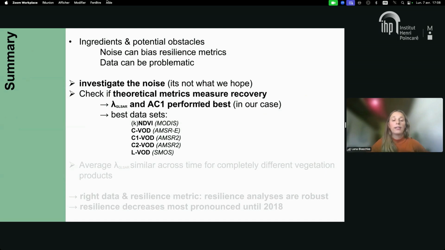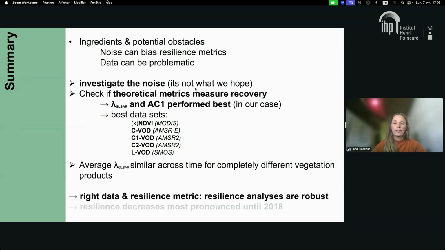When we looked at an average lambda GLSAR across time, we found that for these completely different vegetation products, they pretty well agreed on resilience changes. So what we would conclude from this is that if you get the right combination of data and resilience metrics, then you can actually do robust resilience analysis for tropical rainforests. And there was a resilience decrease, most pronounced until the year 2018.